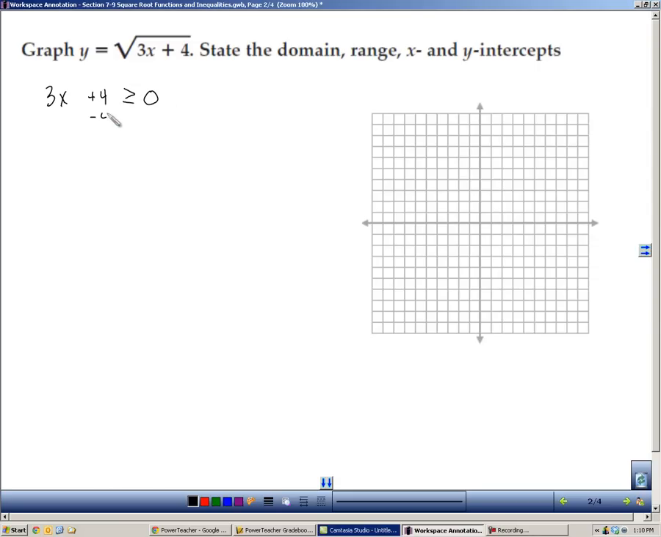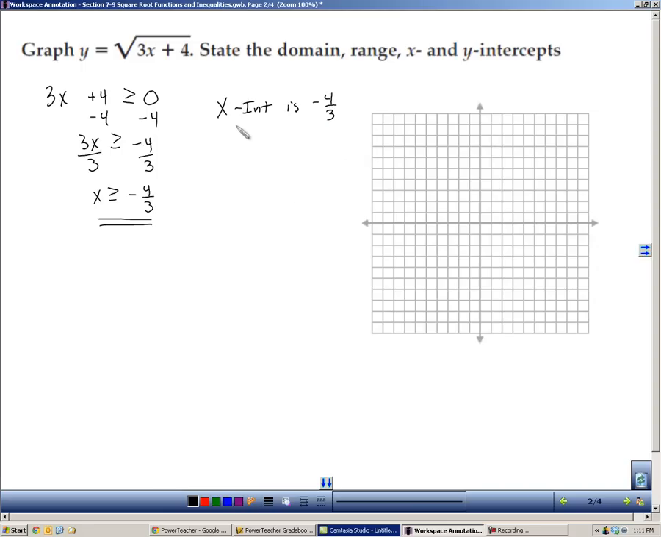So if I solve this by isolating the x, divide by 3, I have x is greater than or equal to negative 4/3. That is what my domain is, because I can only use x's that are bigger than negative 4/3. Now, that also means that my x-intercept is 4/3. Or I should say negative 4/3.